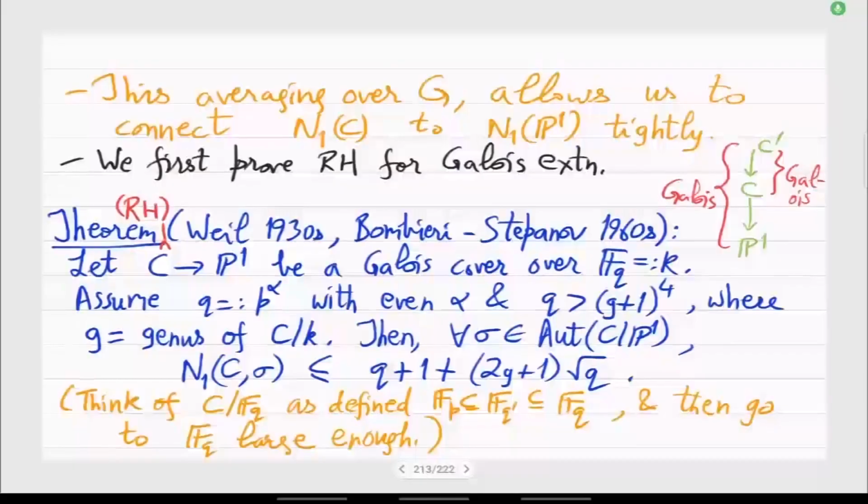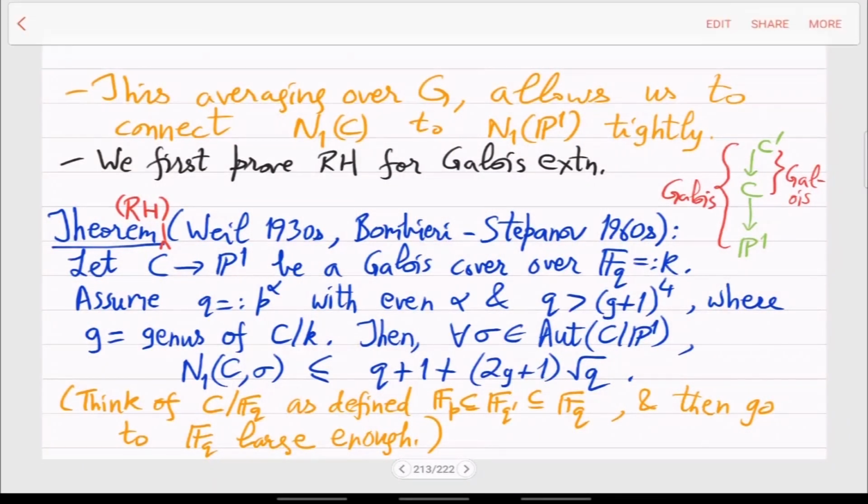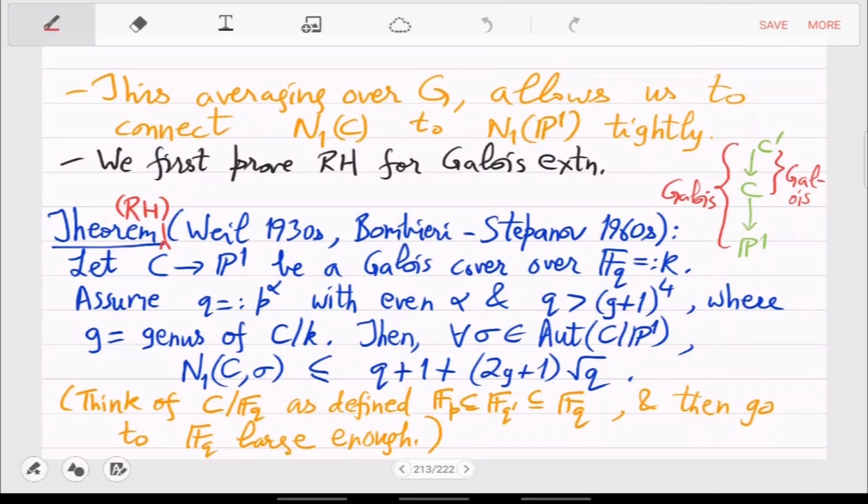So let's start. Any other question? Okay, so the theorem that we want to prove is in this format. For a Galois cover of the projective line, over a finite field of size q, the prime being p, just assume that the size of the field is sufficiently bigger than the genus.